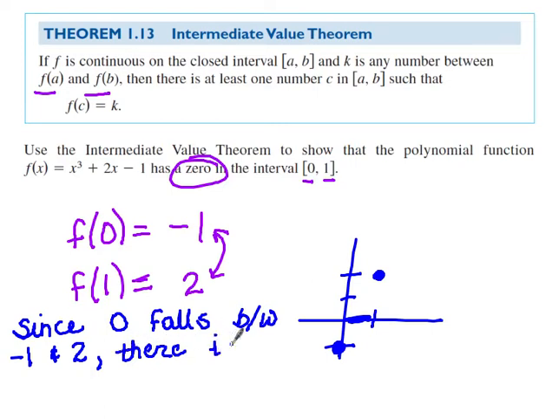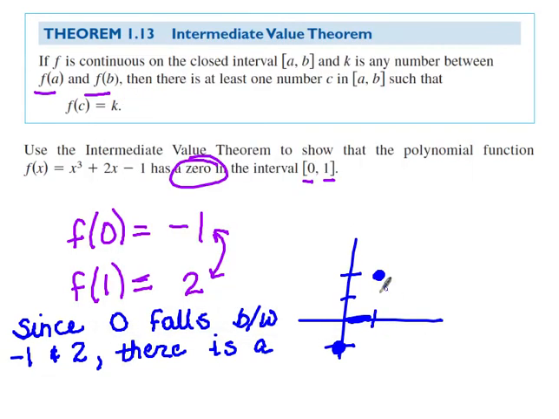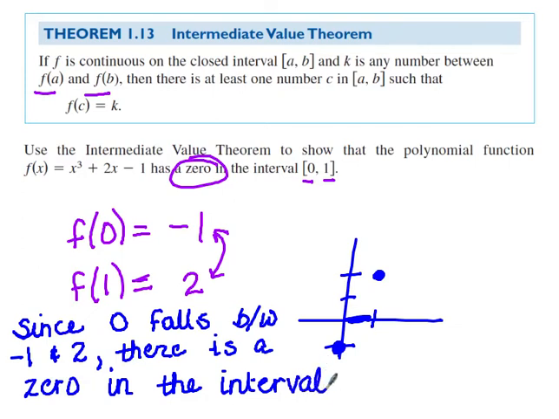There is a 0 in the interval [0, 1]. So that's the end of section 1.4.